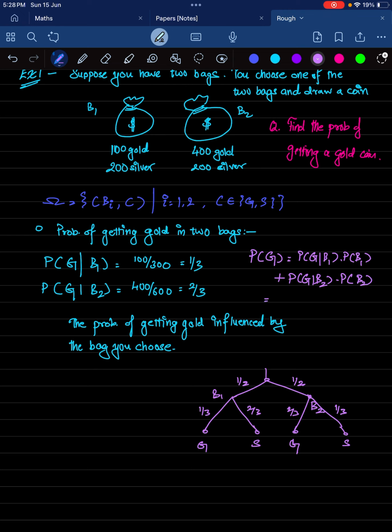So if you calculate this, it will be 1/3 times half plus 2/3 times half. Now that will add up to 1/2. Alright, so that's the calculations. This is how you use a probability tree.